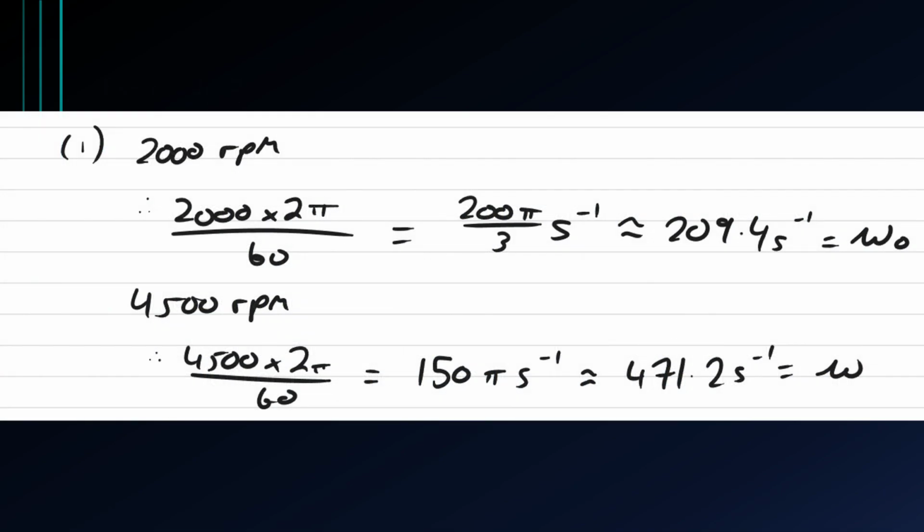So here's the first part of the solution where we turn our revolutions per minute into omega, in radians per second. We do that by multiplying by 2 pi and dividing by 60. So 2 pi gets us the distance traveled in a revolution, and dividing by 60 gets us the distance traveled per second instead of per minute. So we get our values for omega, to 1 decimal place of accuracy, as 209.4 for omega naught and 471.2 for omega.